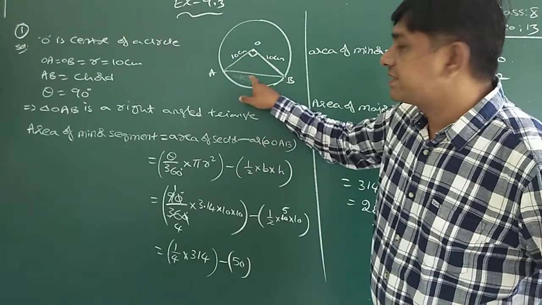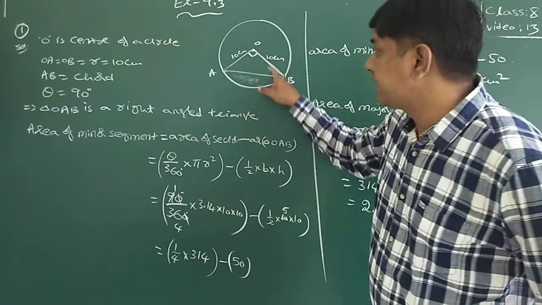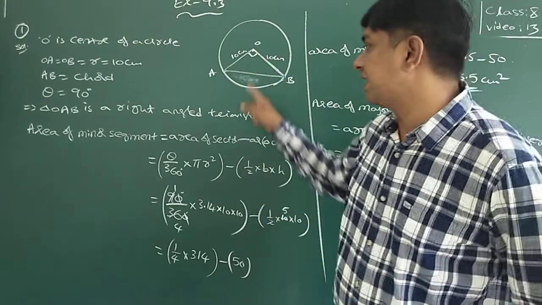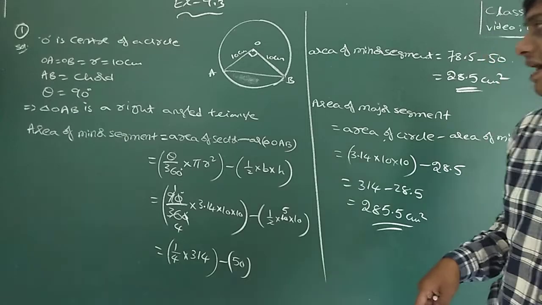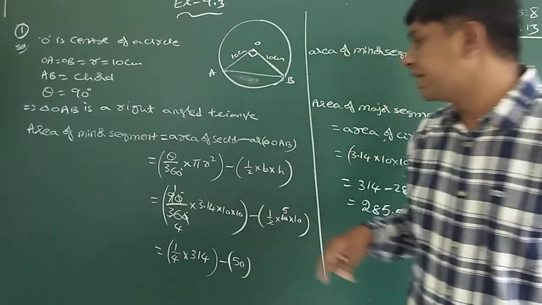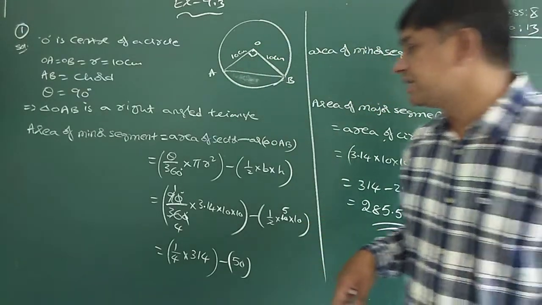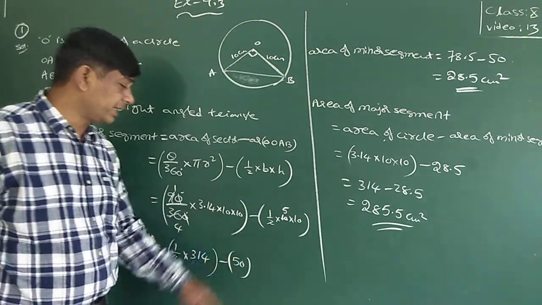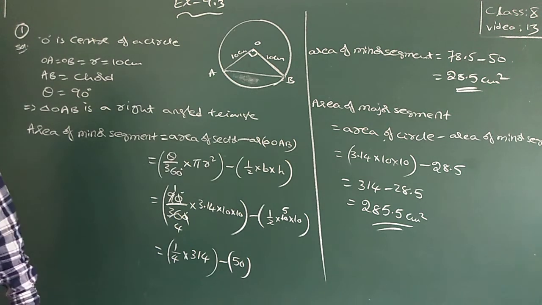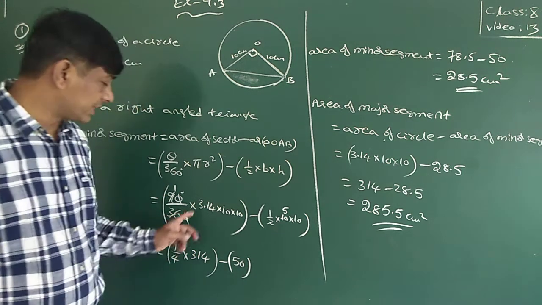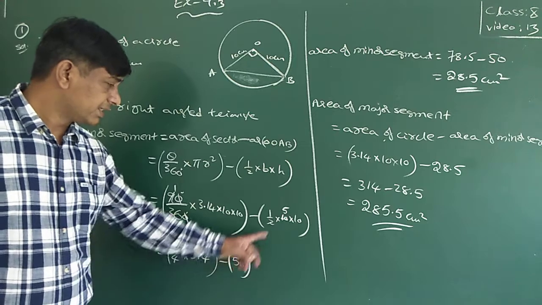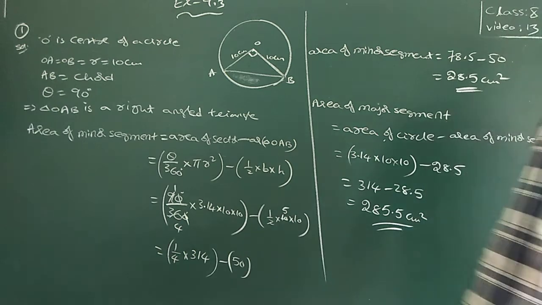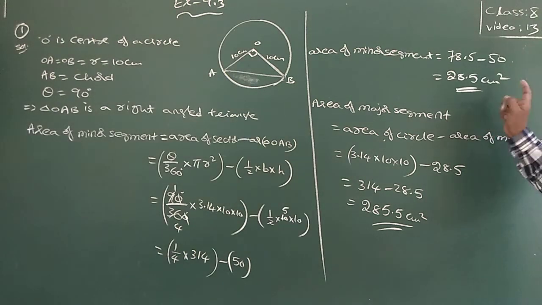Now they asked the minor segment area. Area of minor segment is equal to area of the sector minus area of the triangle. Area of a sector means theta by 360 into pi r square, minus half into base into height. Here that is 90 by 360 into 3.14 into 10 into 10, minus half into 10 into 10. The zeros cancel, 314 by 4 minus 50. This value is 78.5 minus 50, that equals 28.5. This is the minor segment area.